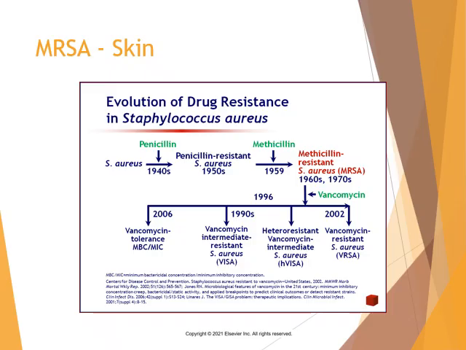2006 vancomycin tolerance, 1990s vancomycin intermediate resistant Staph aureus, 2002 vancomycin-resistant Staph aureus. So you can see, and you don't need to memorize this, but this is just giving you an idea of how resistance to our antibiotics develops over time.